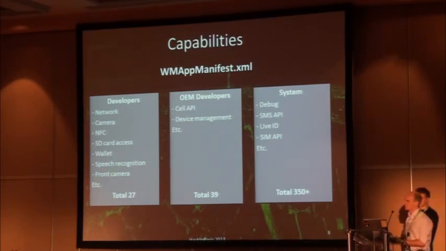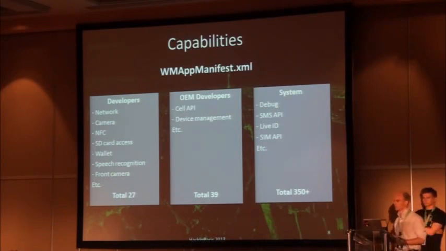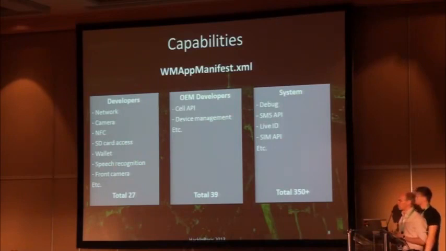There are actually three types of capabilities. There are capabilities that can be used by anyone, by any developer. There are capabilities that are accessible only for vendors, and there is a list of system capabilities. In Windows Phone 8, Microsoft added a lot of new capabilities. Some of them were added to support new features like NFC or SD card, but most of them were added in order to configure every chamber for every piece of software.